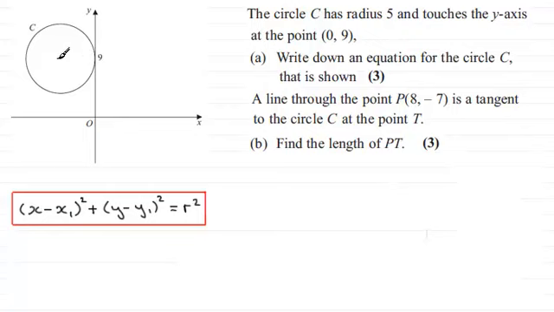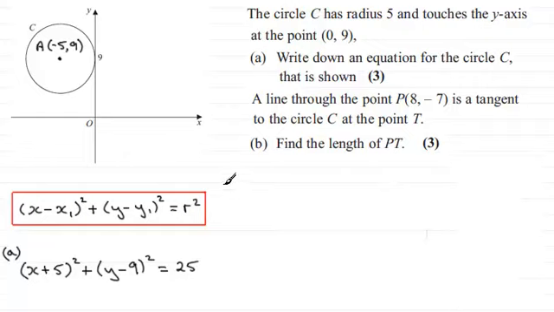So for this circle, its centre will be minus 5 across and 9 up, because the radius is 5 units. If I let the centre be the point A, then the coordinates of the centre will be (minus 5, 9). So the equation of the circle for part A is (x minus minus 5), so (x plus 5) all squared, plus (y minus 9) all squared, equals the radius squared. The radius is 5 units, and 5 squared is 25. So that's that part.